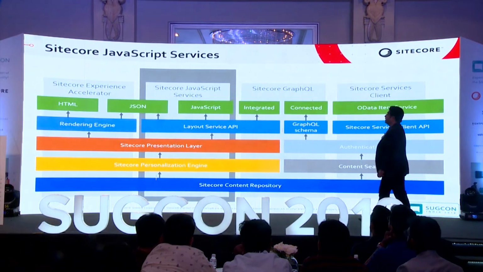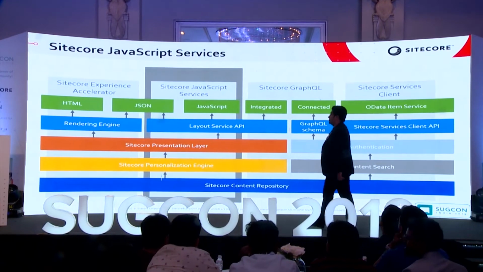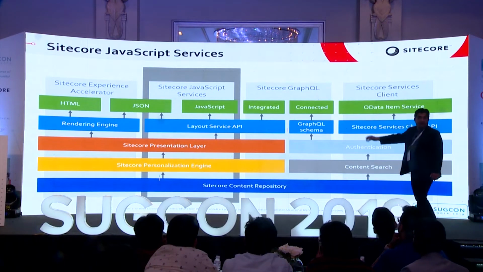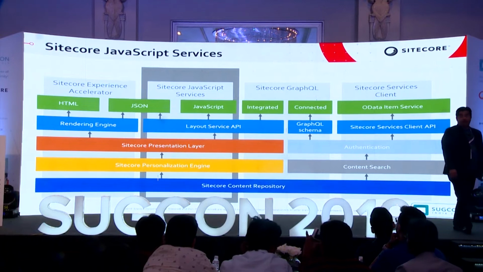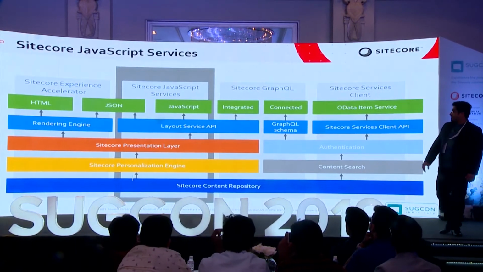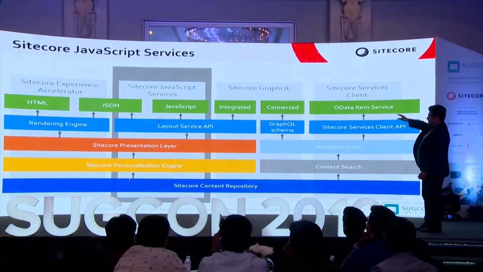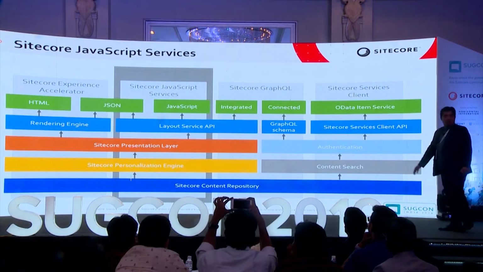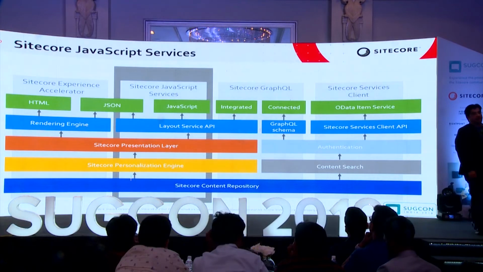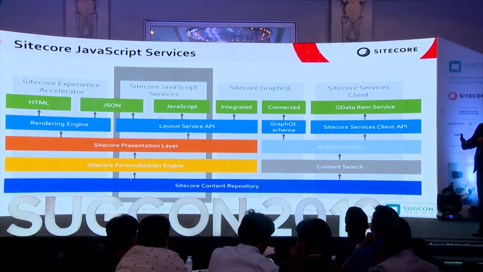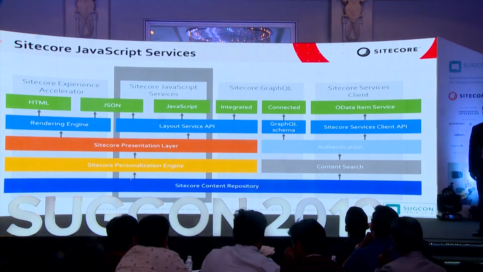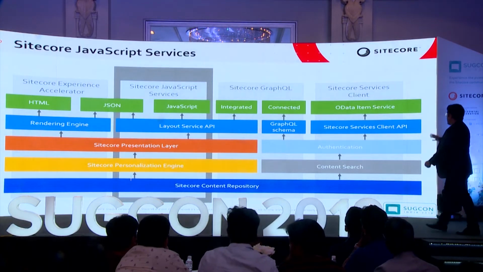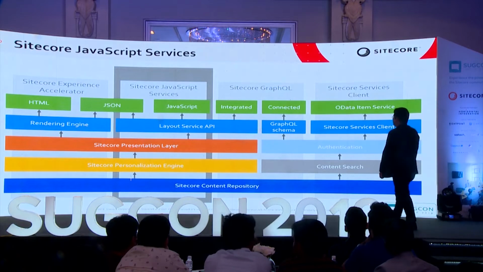So what are Sitecore JavaScript services? There are a few ways to render the data on the front end with Sitecore as of now. One is Sitecore Experience Accelerator. Then we have the Sitecore JavaScript services, which we are going to focus on today. You have GraphQL to render that data on the front end. GraphQL can be used, but we have used JavaScript services to do our POC. And then there's Sitecore Services Client.